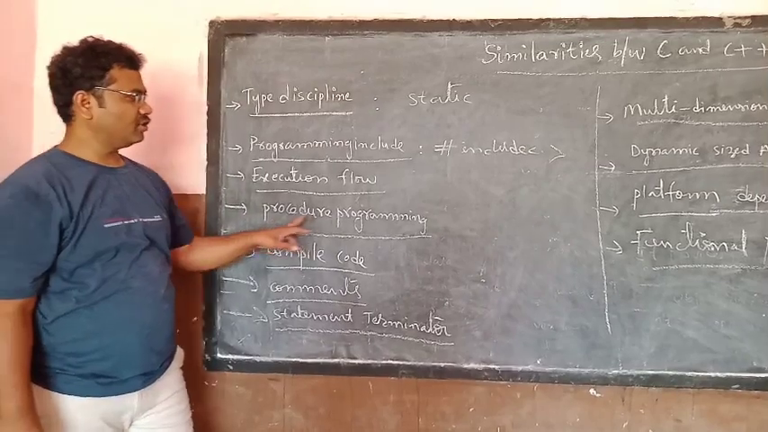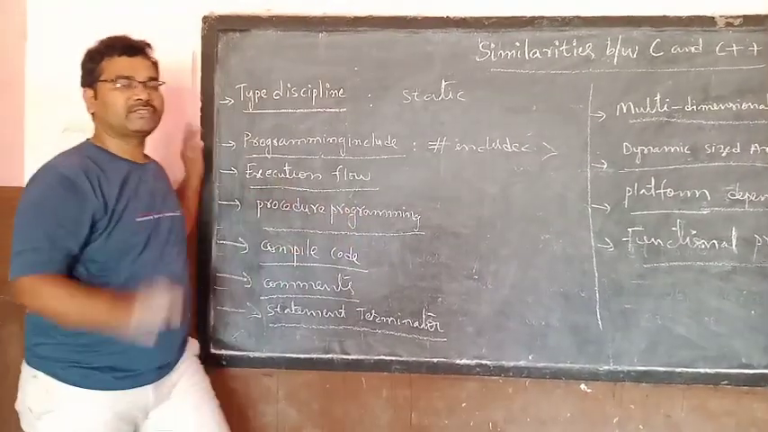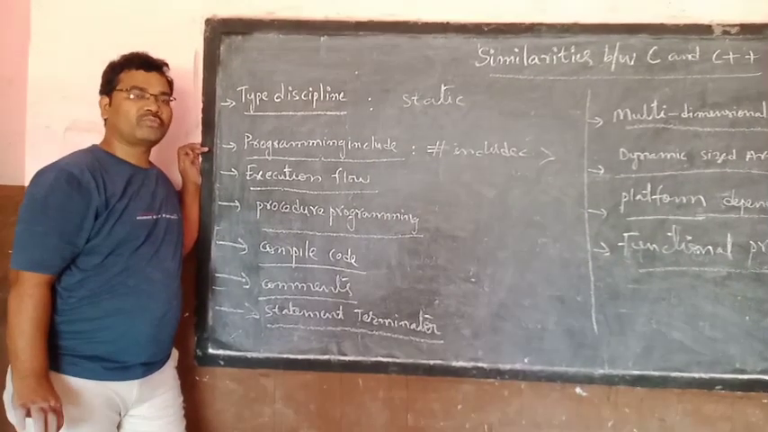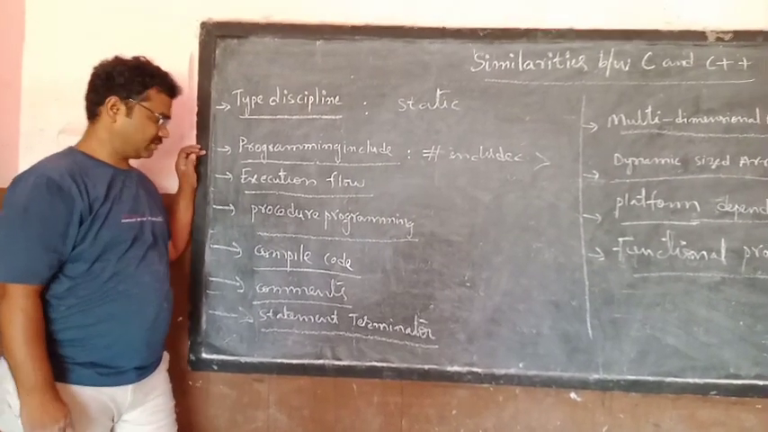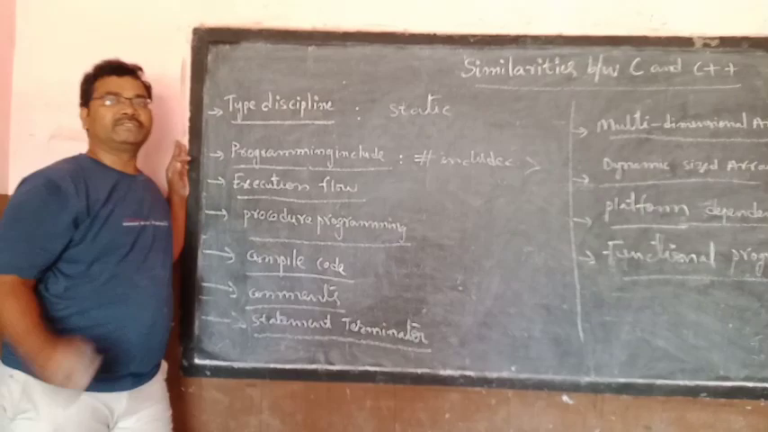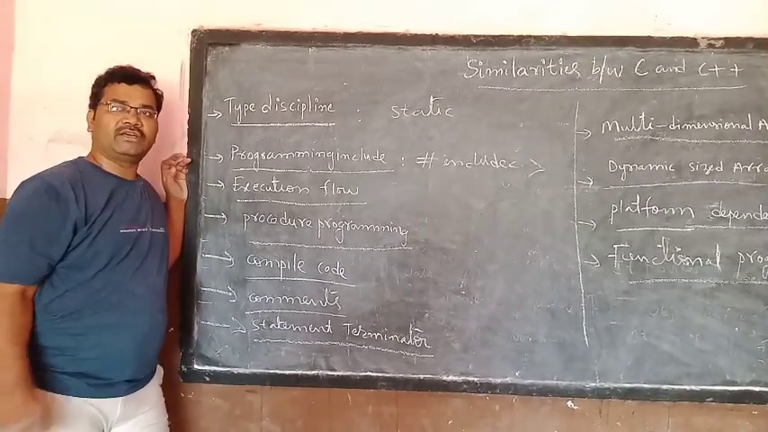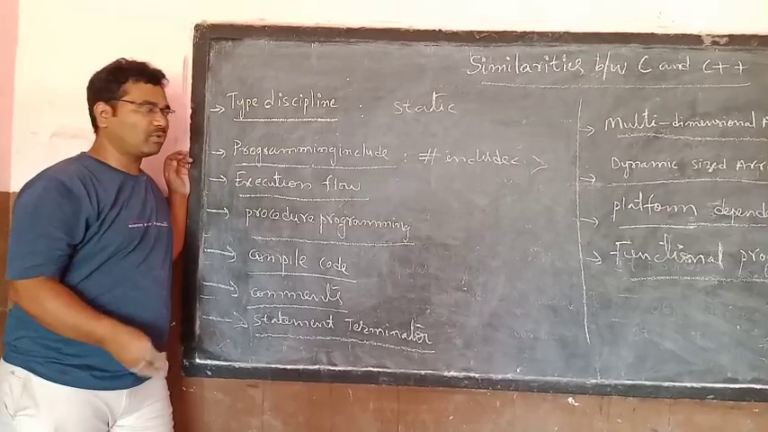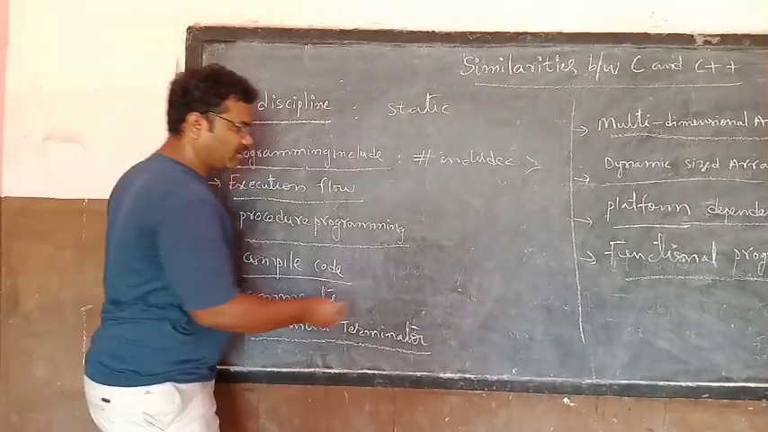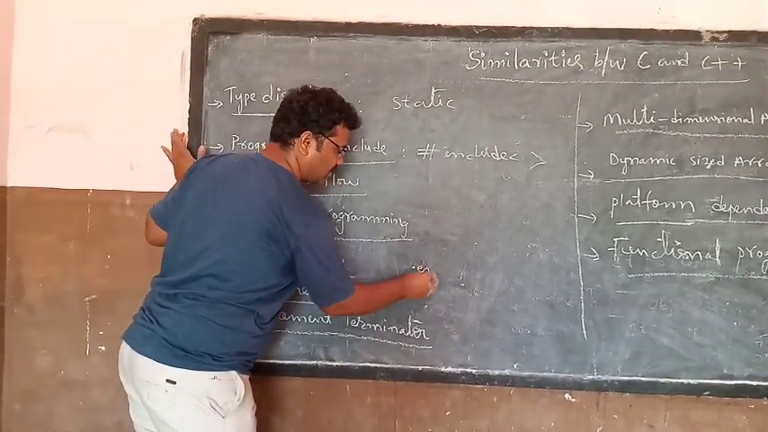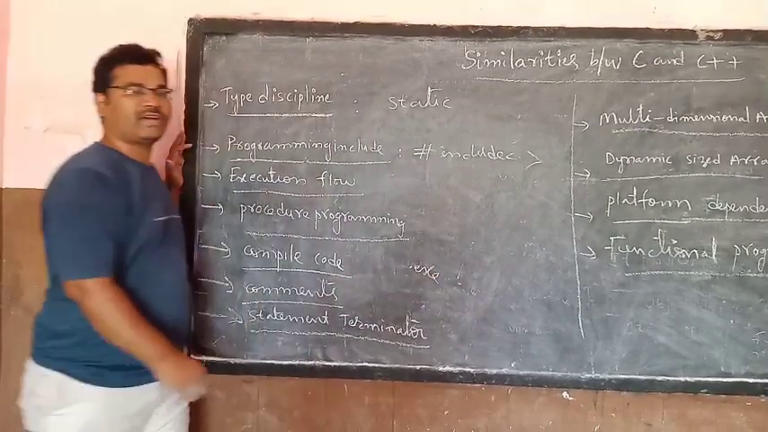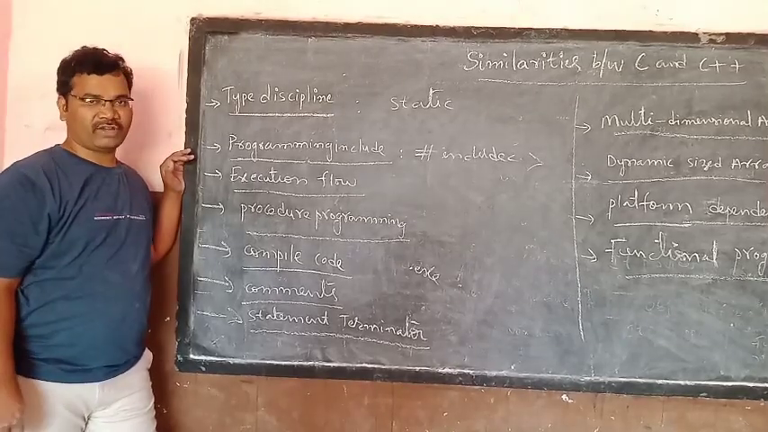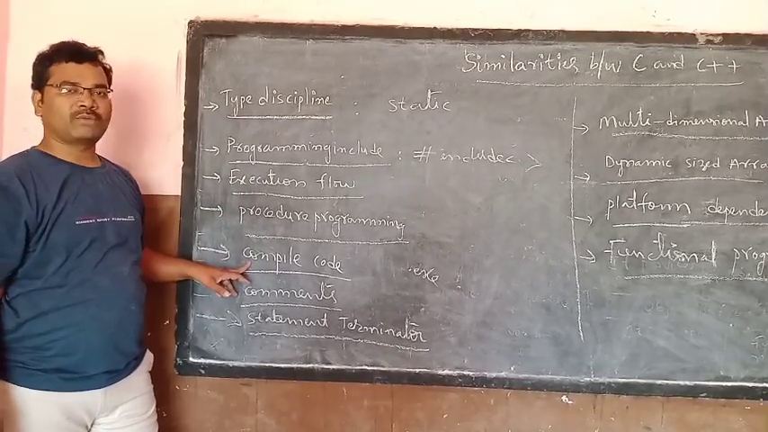Next, procedure programming language. Both C and C++ are procedure programming languages. Compile code. In C++, every program needs to be compiled. When we compile the program, immediately you get executable code, that is the exe file. In both cases, you get an .exe file. So both programs will be compiled.